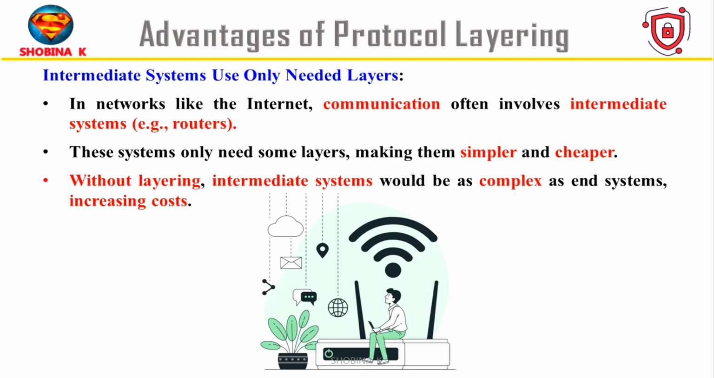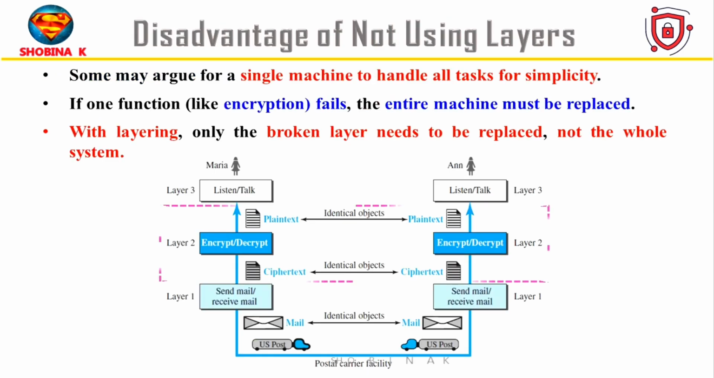Another advantage of protocol layering is that intermediate systems use only needed layers. In networks like the internet, communication often passes through routers or switches. These intermediate systems need only some layers, not all, and thus layering allows them to be simpler and cheaper. Without layering, middle devices like routers would need to be as complex as full computers, which would make the system more costly.